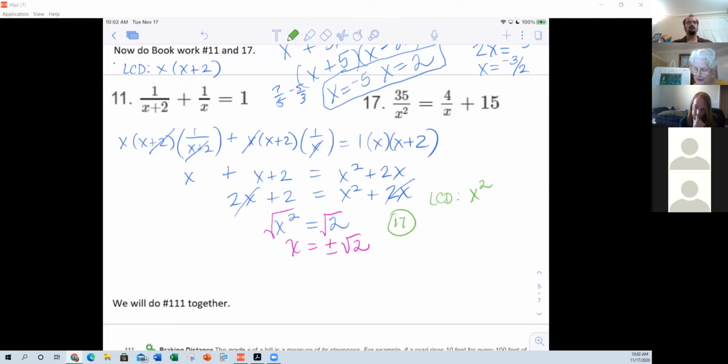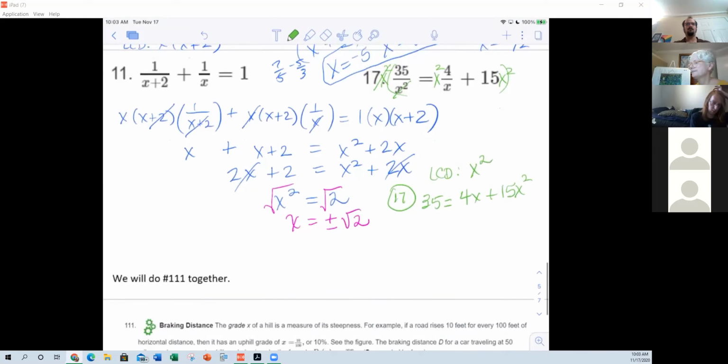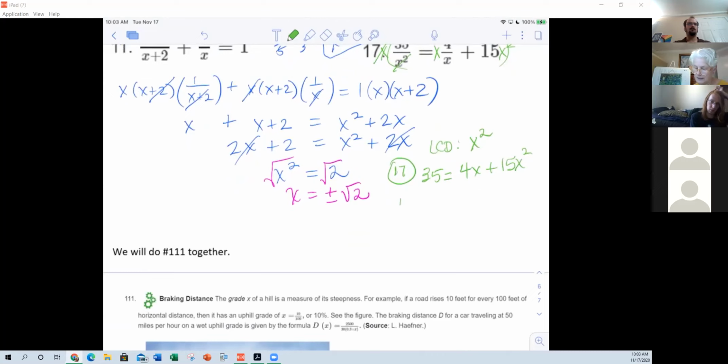All right, so I'm going to multiply every single one of these terms by x squared. And here the x squareds will cancel out, so I'm left with just 35. And here x squared divided by x is just x. So that's 4x plus 15x squared. So this is 15x squared plus 4x minus 35 equals 0.